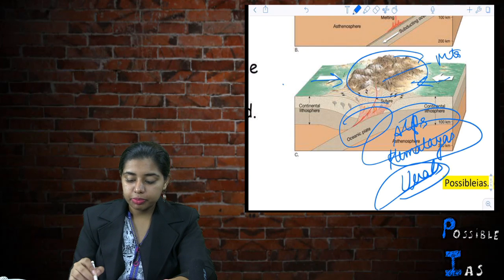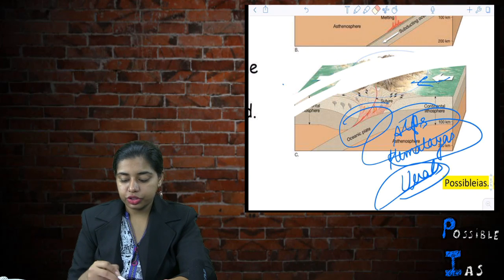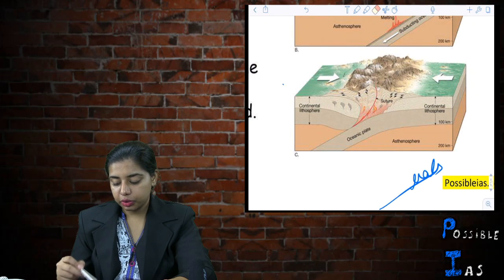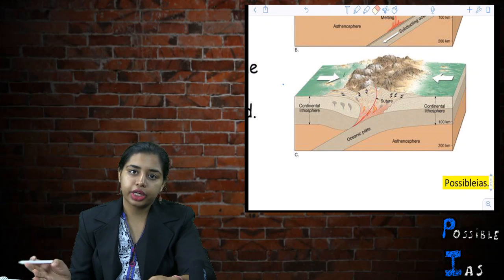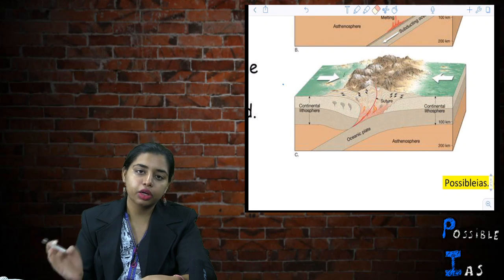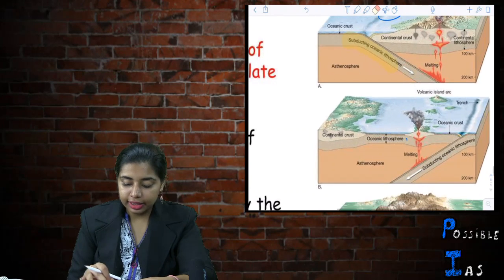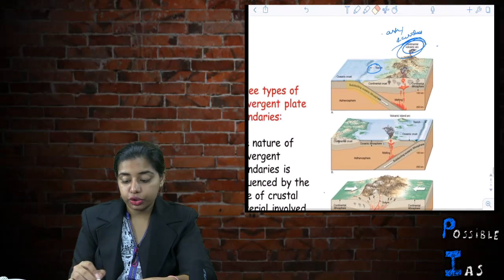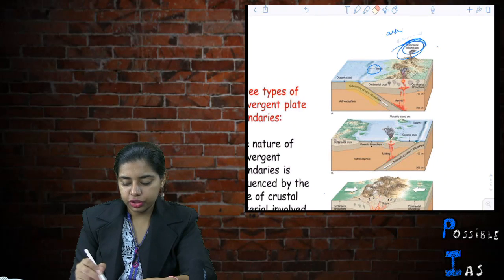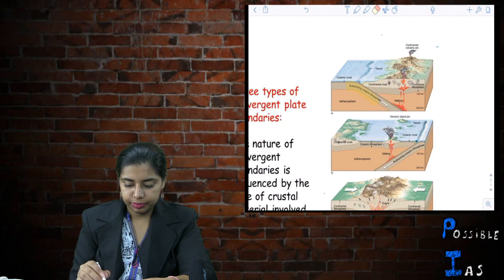So in the convergent plate boundaries, there are three types of convergence: either between a continental and oceanic crust, an oceanic crust and an oceanic crust, or a continental crust and a continental crust. So that completes the part of continental convergence plate boundaries.